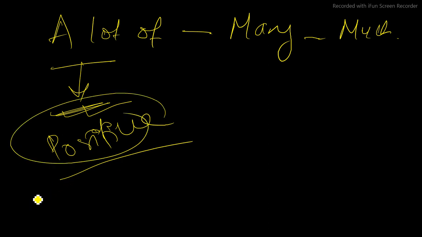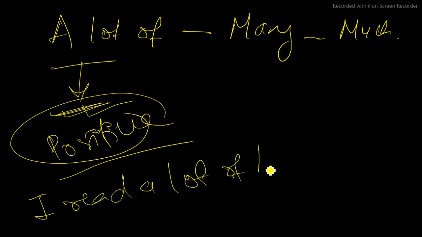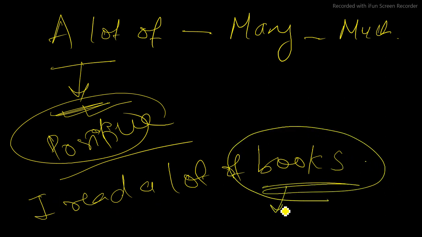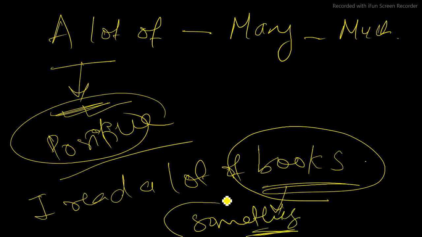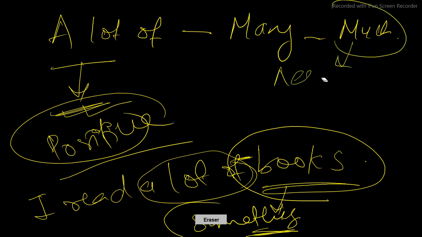For example, I read a lot of books. A lot of books. So this is saying that there is something I have read. If something is there, then a lot of is going to be used in a positive sense. But words such as much have a negative connotation. They are going to be used in a negative sense. Negative sense means I do not read much, or I do not eat much bread.